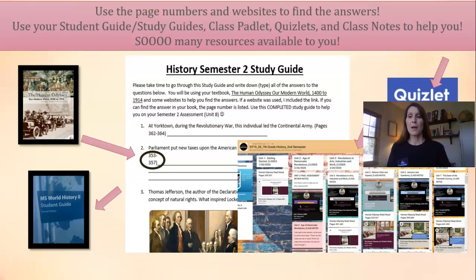All right? And then you can use your student guide. You can use any of those flipped lessons. You can use anything on the class Padlet. It's all there for you and available. You can go to old Quizlets. Okay? Lots of resources for you to use. If you're confused about any of this, if you're not sure where to find something, come to class. I'm there to help you.